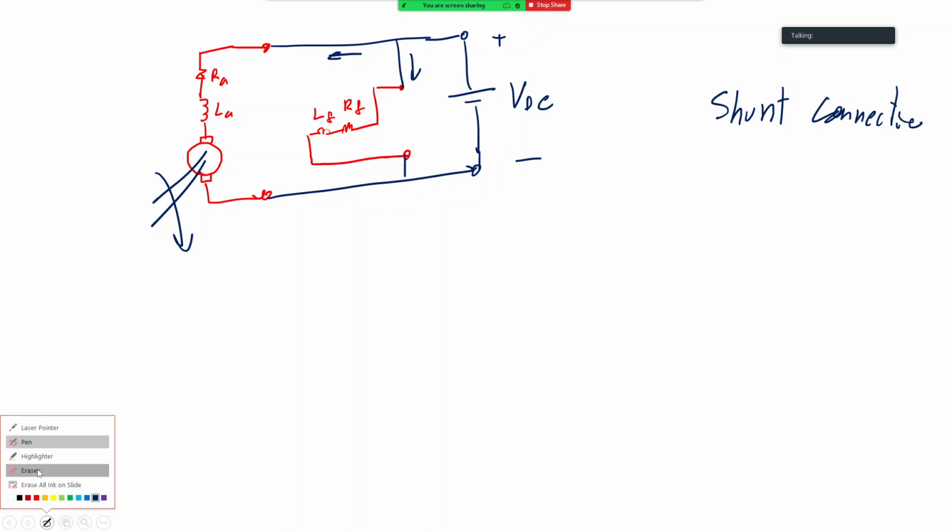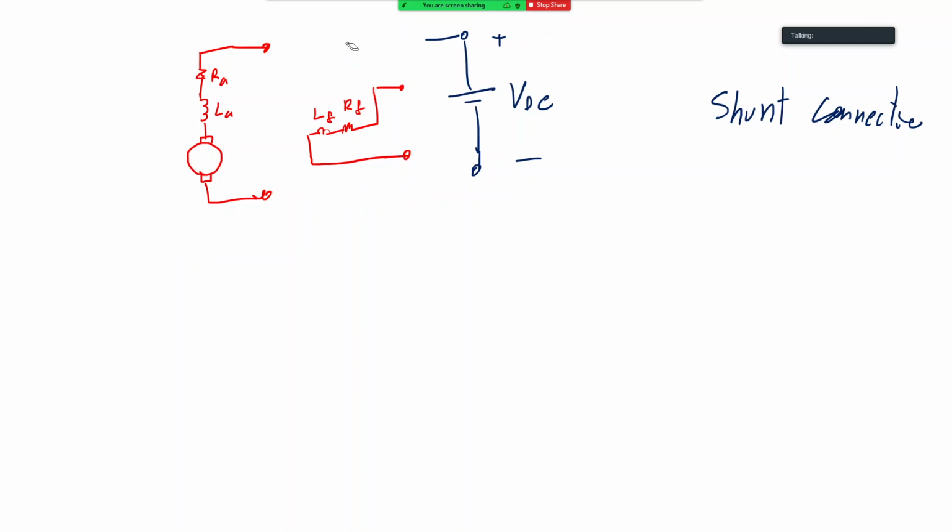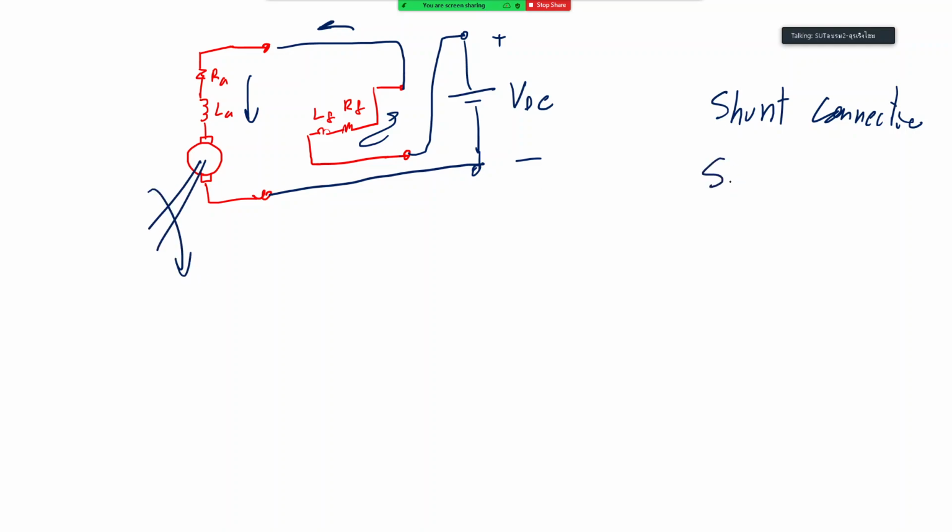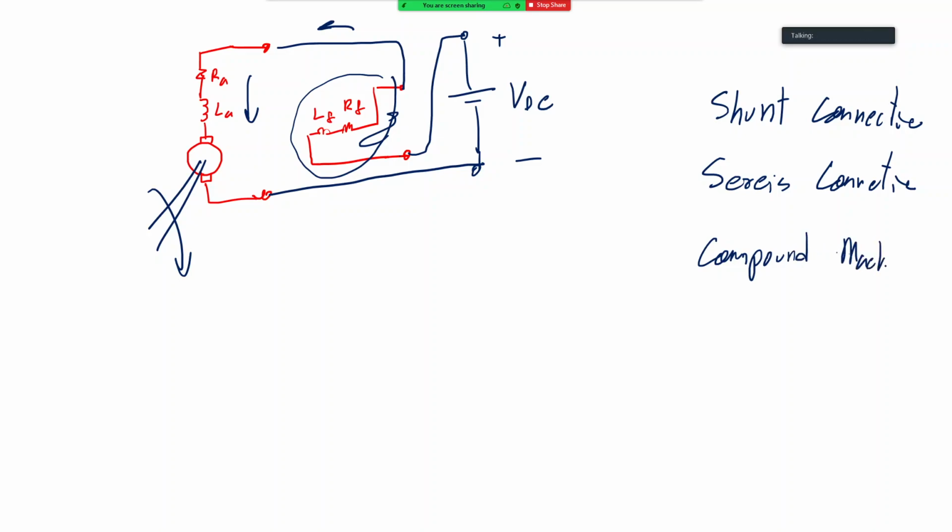Okay, and on the other hand, we can connect these two windings in series connection. We connect in series here, like this. We will have the current flow to produce the field and the current flow to the armature. So this machine will move, and we call this connection a series connection. And sometimes we have more than one field winding. We can connect one as a shunt connection and another one as a series connection. We call this type of machine a compound machine, to mix shunt and series together as a compound machine.